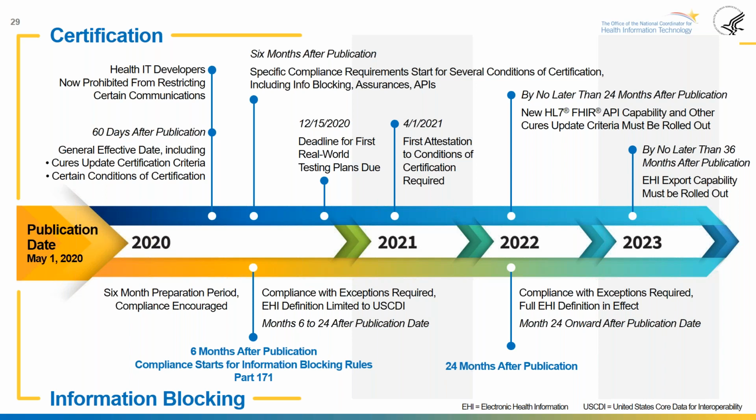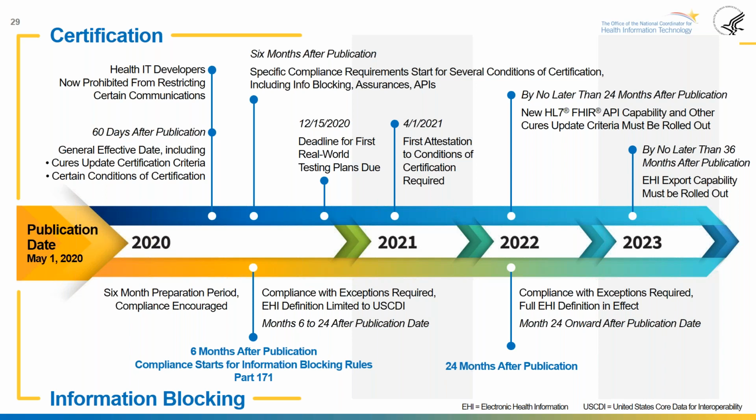This timeline encompasses a couple of different things. It shows the timeline for certification, the key milestone dates. In the rule, we've talked about, in other places, how many months after publication of the rule. In the rule, there are also dates that have been calculated out once the publication date was established on May 1st of this year.